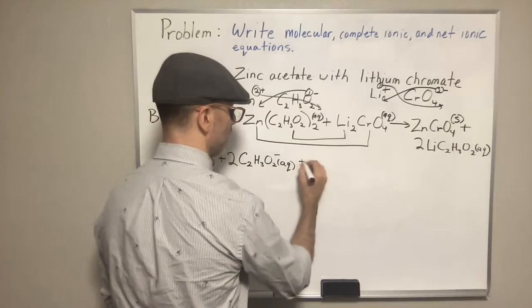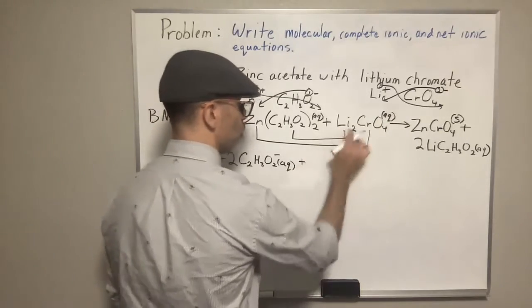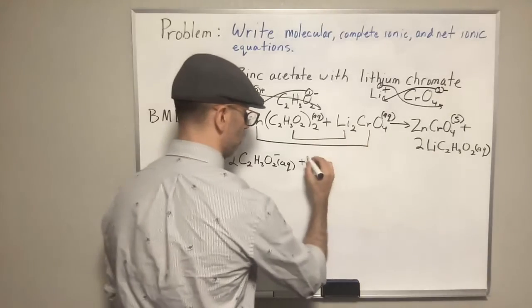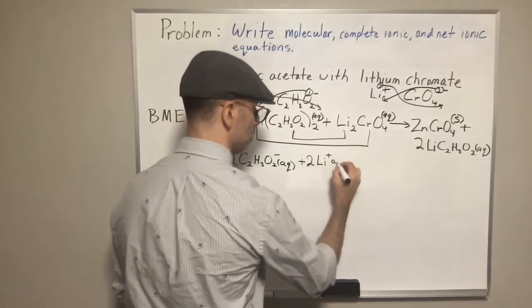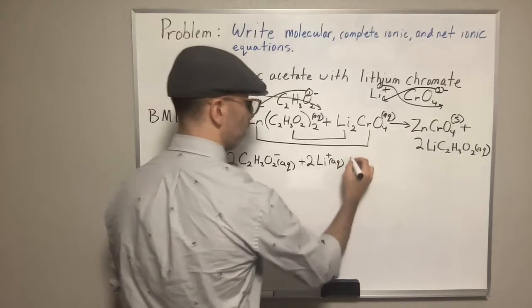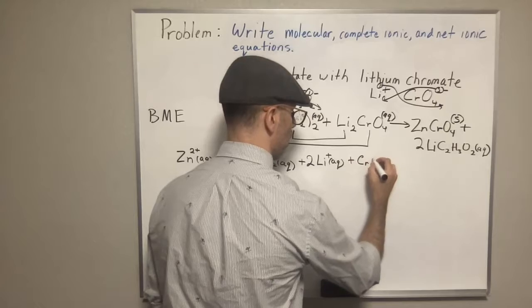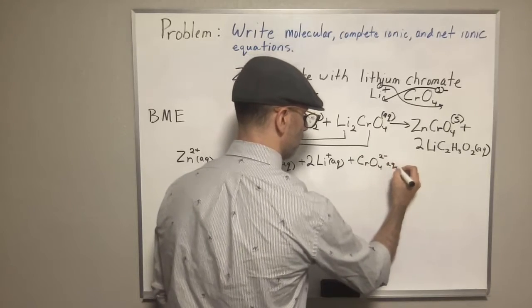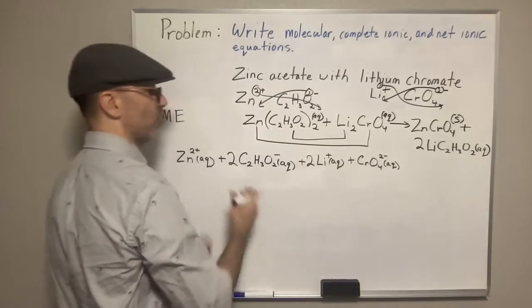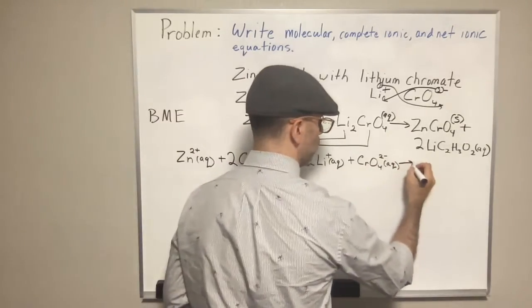Now for our second reactant, we're going to separate these ions because it's aqueous. So again, I have 2 lithium, so that's going to be a coefficient 2 Li plus aqueous, plus I have my chromate, 1 chromate, CrO4 2 minus aqueous. So now I've separated all my reactants. Now I'm going to do the products.